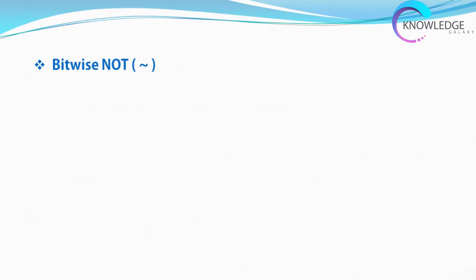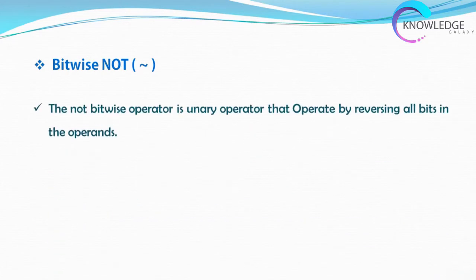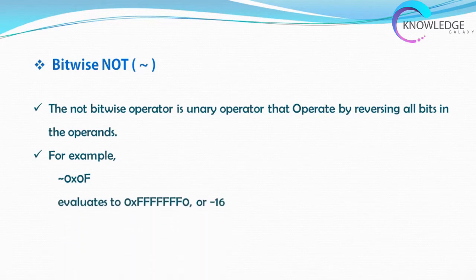The next operator is NOT. The NOT bitwise operator is a unary operator that operates by reversing all the bits in the operand. For example, when you execute this, you will get this result, or -16, right?